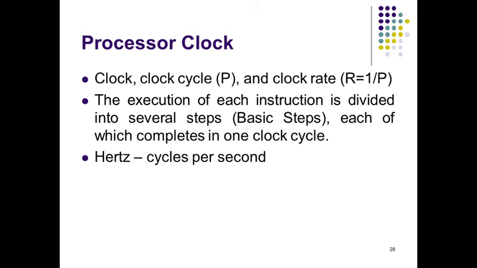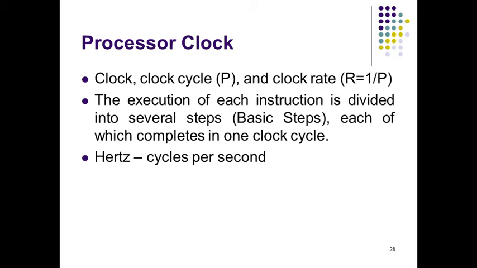Then the processor clock. The processor circuits are controlled by a timing signal, which is known as a clock. The clock defines the regular time intervals called clock cycles. To execute a machine instruction, the processor divides the action to be performed into a sequence of basic steps, such that each step can be completed in one clock cycle.